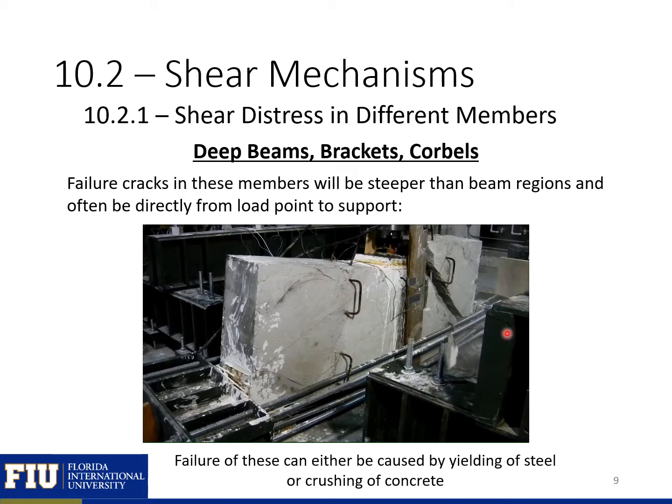So we could see here we had the top corner of our section detached from the rest of our section due to some tension that develops there, followed by crushing of our concrete near the location of our support right there.